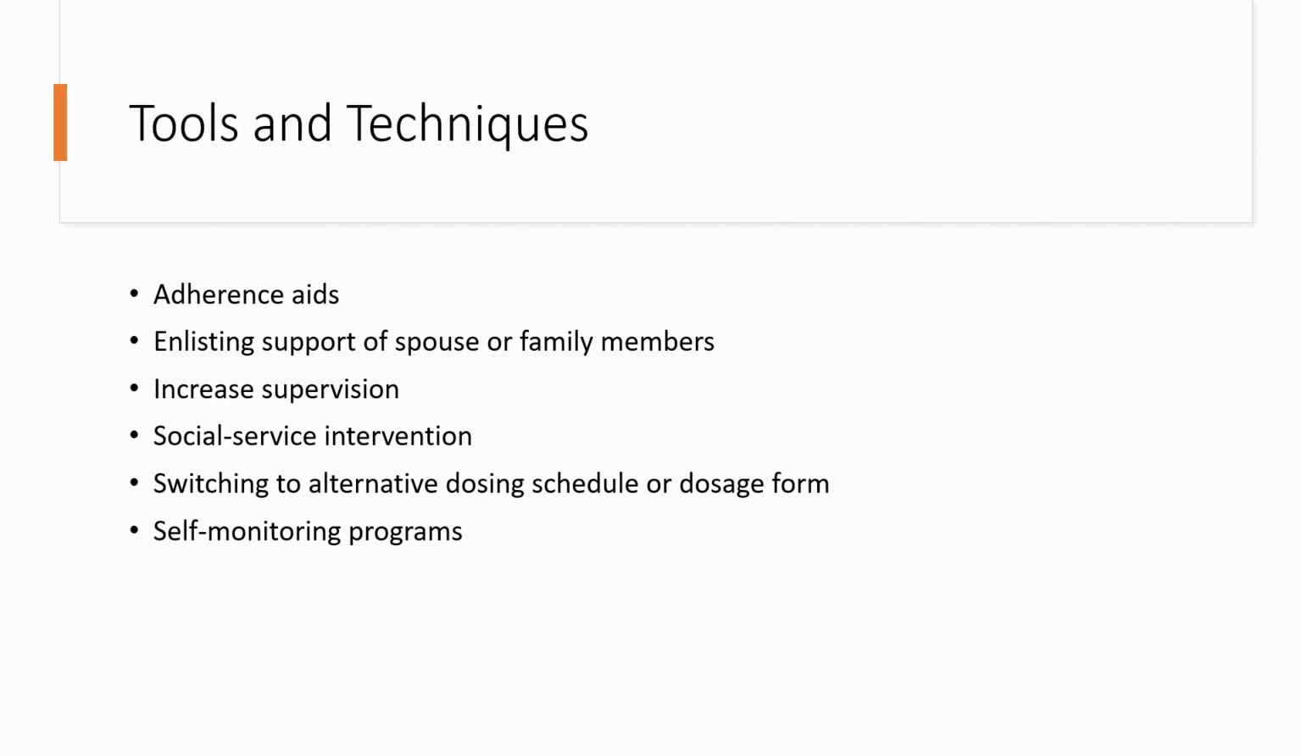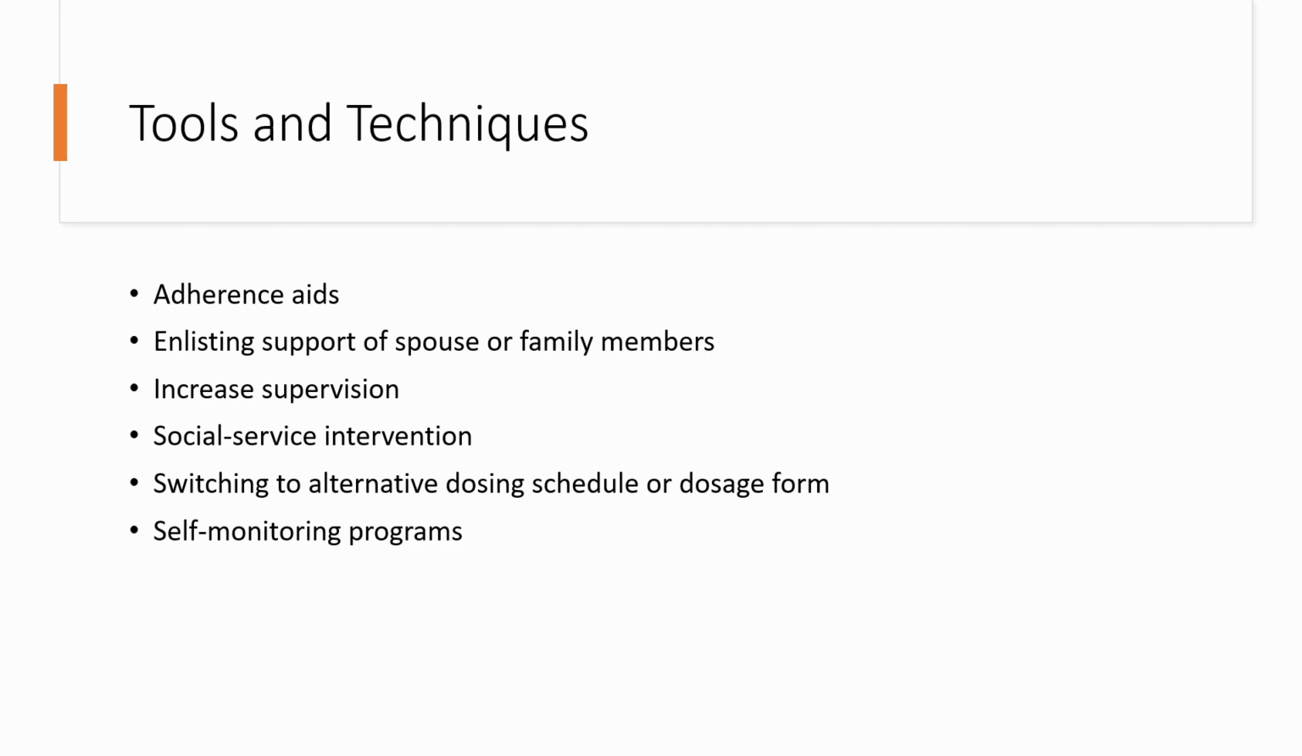First is adherence aids, like notes or treatment plans that are a checklist that you can provide for our patient. Next is to enlist support of a spouse or family member. You can talk to them and gather their support to help remind our patient. Next is to increase supervision. If you can call the patient once in a while, it would be helpful. Social service intervention should not be necessary in most cases, but if you're practicing abroad, it might be something to consider. If the patient couldn't buy their medication for some reason, you could call social services.